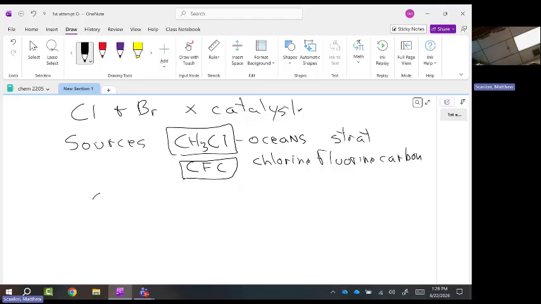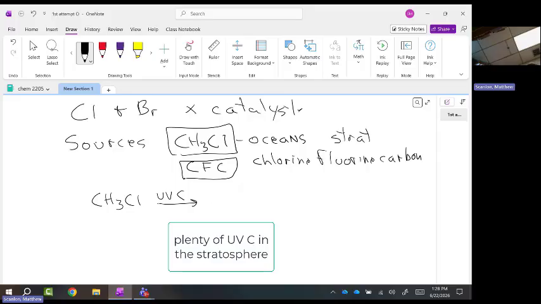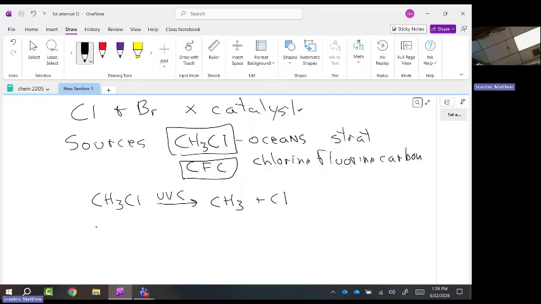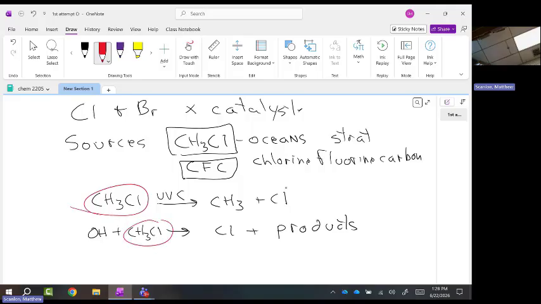We have a series of reactions. CH3Cl reacts with UVC, and there's plenty of it up there. Remember, we get CH3 and chlorine. Another reaction that can happen is with the OH radical, which there's plenty of up in the stratosphere, reacting with CH3Cl to produce chlorine plus other products. Not too worried about them. So we have several breakdown mechanisms to produce chlorine.